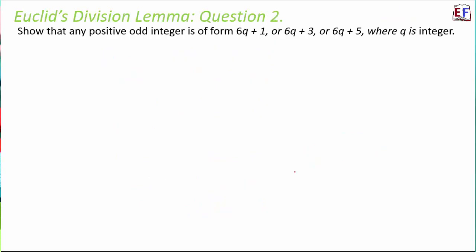Question number 2. Show that any positive odd integer is of the form 6q plus 1, 6q plus 3 or 6q plus 5 where q is an integer. Okay, so let us assume that a is any positive integer, and let us suppose b is another integer. In fact, in this case, let us suppose that b is 6. Why 6? Because if you look at the forms that we have to prove, they all have 6. So let us assume that b is 6. In some time you will get to know why we assumed b to be 6.